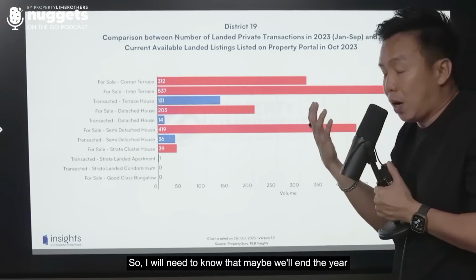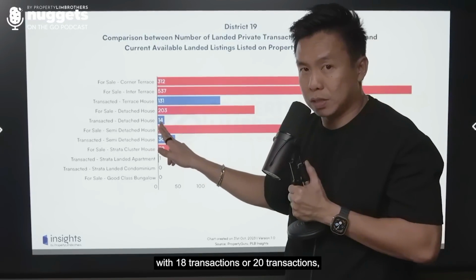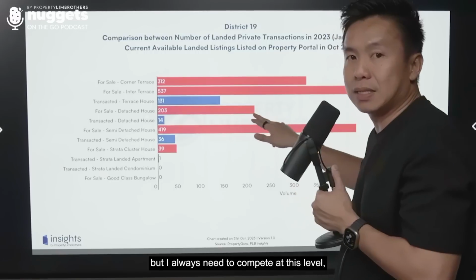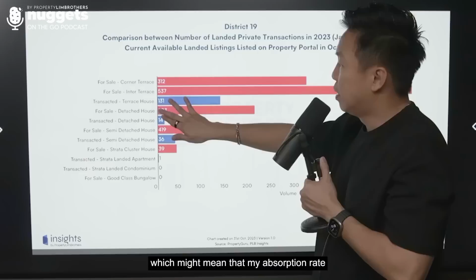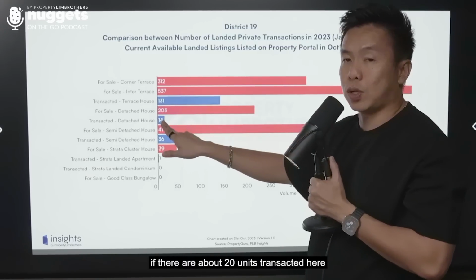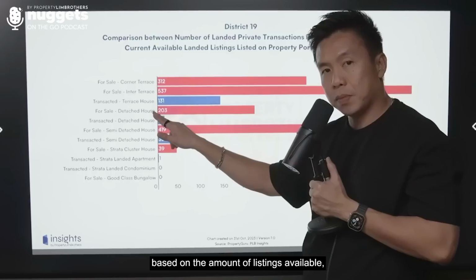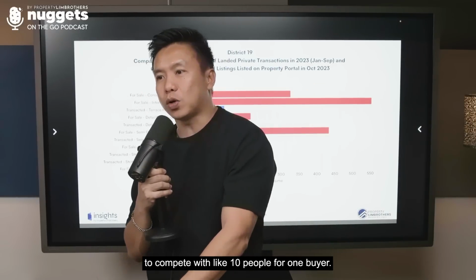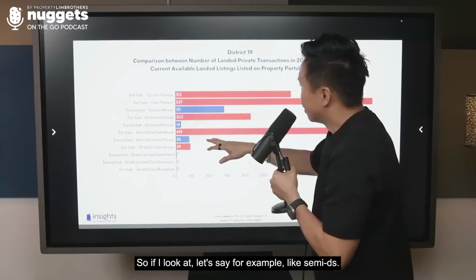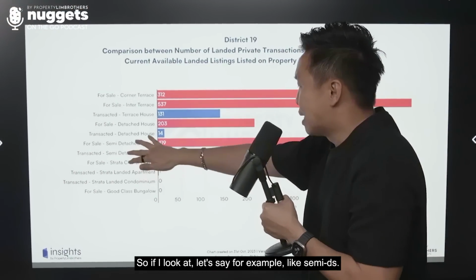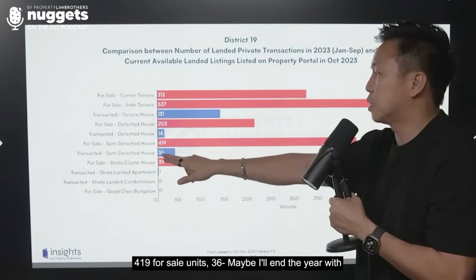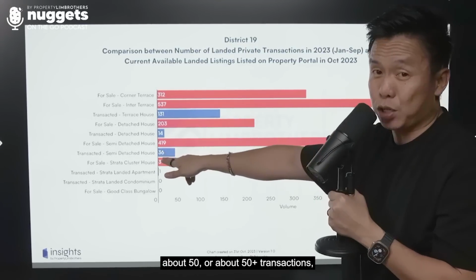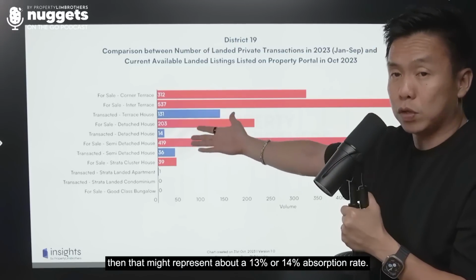So I will need to know that maybe we'll end the year with 18 or 20 transactions, but I always need to compete at this level, which might mean that my absorption rate by the end of this year, if there are about 20 units transacted based on the amount of listings available, could be like a 10% absorption rate. A 10% absorption rate will mean that I will need to compete with like 10 people for one buyer. If I look at semi-Ds, 419 for sale units, 36 so far, maybe I'll end the year with about 50 plus transactions, then that might represent about a 13 or 14% absorption rate.